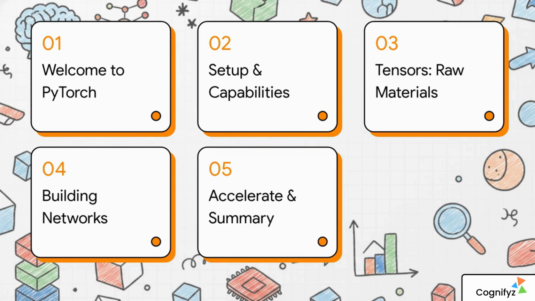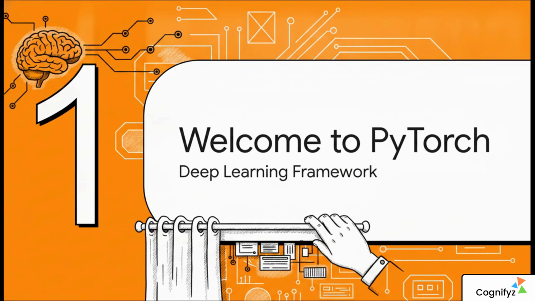All right, here is our roadmap for today. Number 1, welcome to PyTorch. 2, setup and capabilities. 3, tensors, the raw materials. 4, building and training networks. And 5, acceleration and summary. Okay, let's get into it. Section 1, welcome to PyTorch.